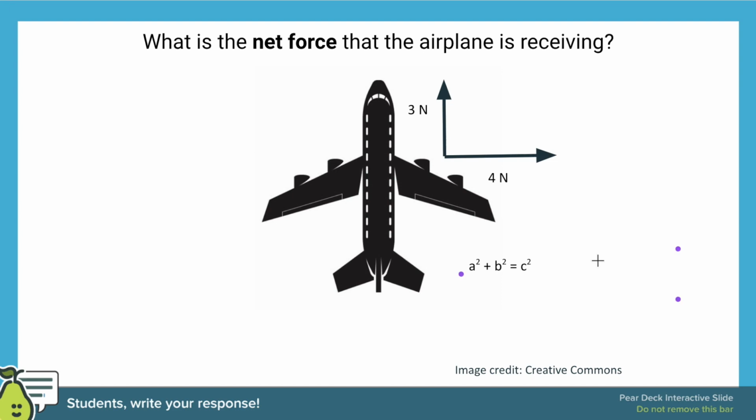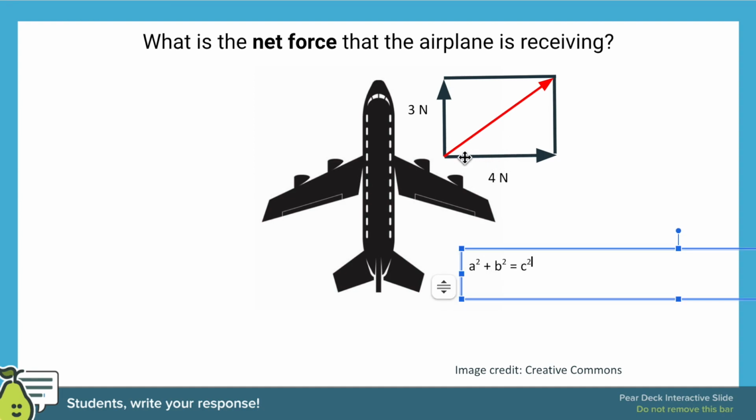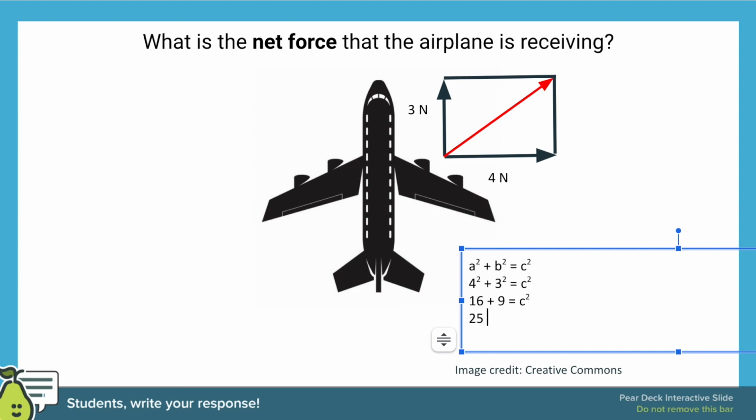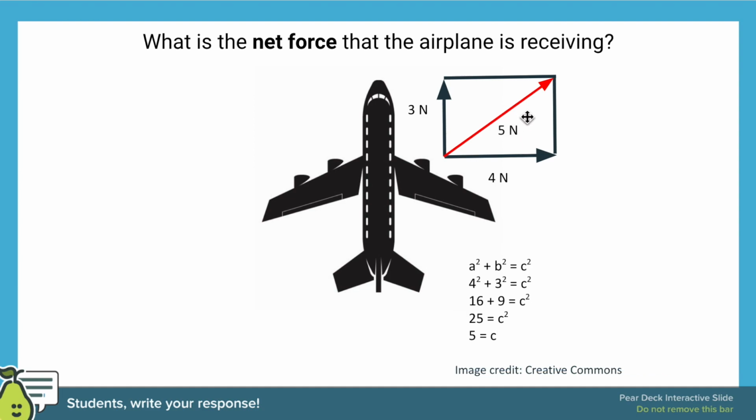Unpause for the answer. So the first thing I'm going to do is set up my rectangle. Now I'm going to draw the diagonal of the rectangle because that is the resultant. So now I have the direction, but I still need the magnitude. So I'm going to use Pythagorean theorem. My two sides are 4 newtons and 3 newtons. So 4 squared plus 3 squared equals c squared. That gets me 16 plus 9 equals c squared. 25 equals c squared. And the square root of 25 is 5. So I label my vector with 5 newtons.